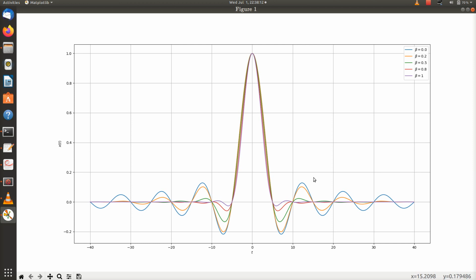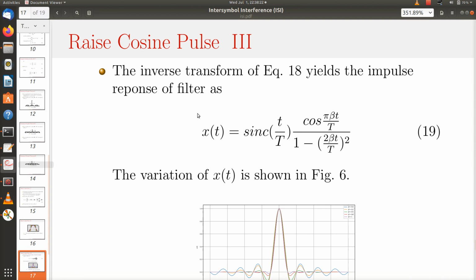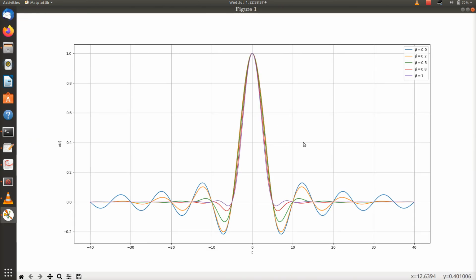When beta equal to 0, you can see there is a blue curve. This blue curve is for beta equal to 0. That is almost like your sinc function, because when beta equal to 0, cos beta is cos 0, that's a 1, divided by 1 minus 0. So it's 1 by 1 into sinc t by t, which is nothing but a sinc function. Earlier you saw that X(f) is a rectangular one, so naturally this should be a sinc function. There is nothing fanciful about that.